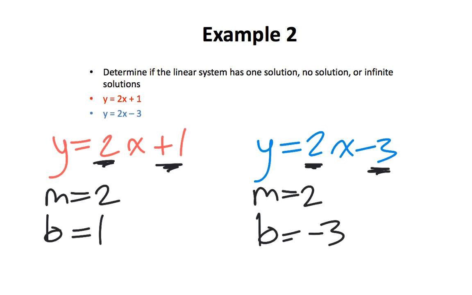You'll notice that the slopes of these two lines are the same, and their y-intercept values are different, which means that these are parallel lines, and parallel lines never meet. They never cross. Therefore, they do not have a point of intersection, which means this linear system has no solution.